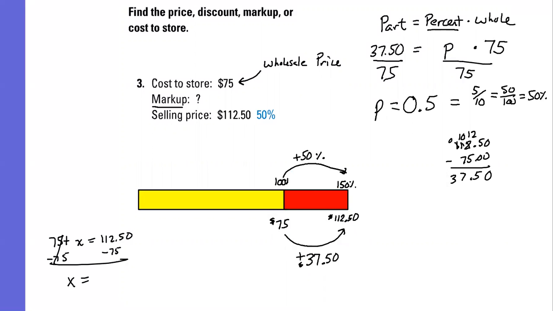Now, let's take a look at real quick what the proportion would look like. So I am marking this thing up how much for every 100 if I'm marking it up 37.50 for every 75. Solving this proportion will tell me exactly what I would need right here. So cross multiply. 75 times x is 75x. 100 times 37.50 would give me, the decimal is just going to move 2 places to the right here with multiplying by 100, and then divide both sides by 75. And you'll have your answer.